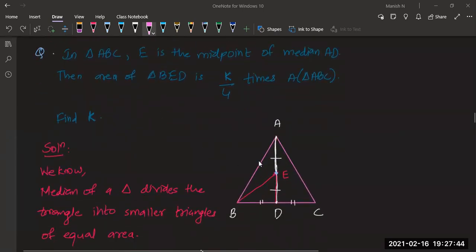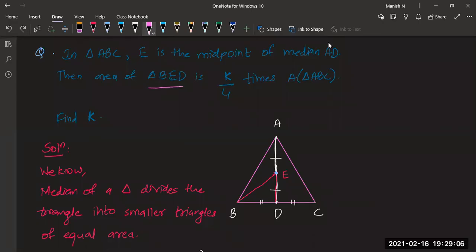So this is the diagram, and it says that the area of triangle BED, the smaller triangle, is K by 4 times the area of triangle ABC, the bigger triangle. So we would use the property of median, right? We have to find K. AD is the median for ABC. Similarly, BE is the median for AD, right? In triangle ABD, the smaller triangle.